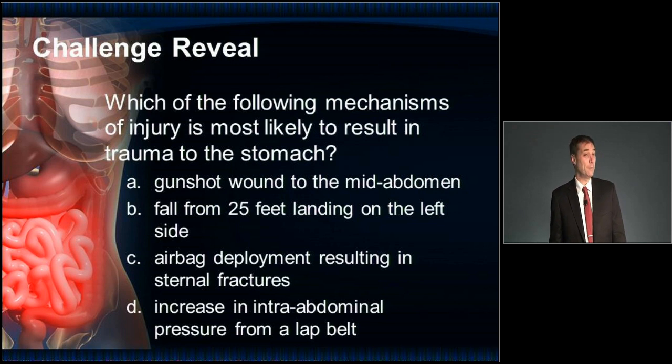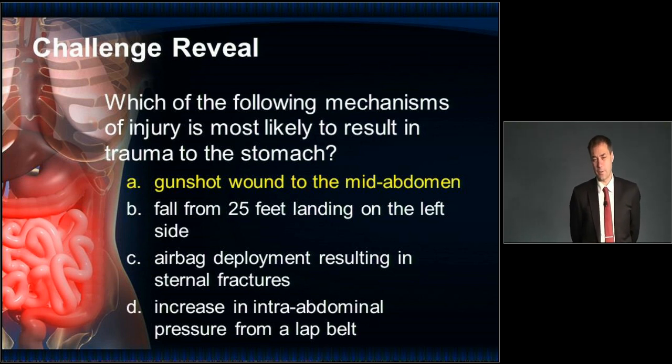Now, does that help you with the challenge question I gave you earlier? Remember, which of the following mechanisms of injury is most likely to result in trauma to the stomach? A, gunshot wound to the mid-abdomen. B, fall from 25 feet landing on the left side. C, airbag deployment resulting in sternal fractures. Or D, increase in intra-abdominal pressure from a lap belt. It's A, right? You got it right? Did you get it right originally as well? I hope you did. If not, I hope it makes sense now why that is the correct answer.